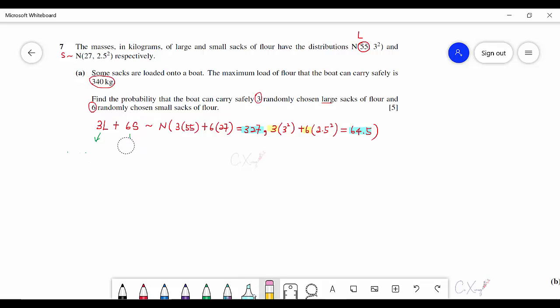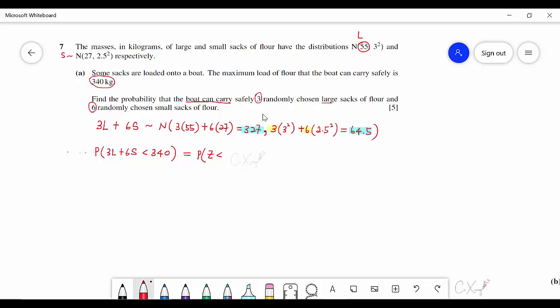Okay, so now what they want us to calculate is the probability that the 3L and 6S can be carried by the boat, that the boat can carry safely. So that means the 3L plus 6S hasn't exceeded the limit of 340. So it should be 3L plus 6S smaller than 340. And after that, we should calculate the probability.